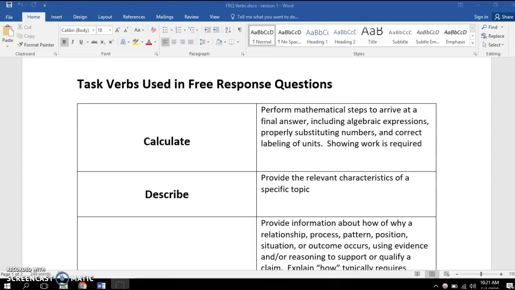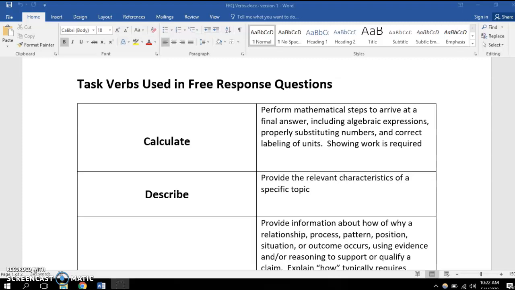Hello, I decided to give you some hints on the task verbs that you're going to be expected to know in your free response questions. And since you're supposed to be answering two free response questions for your APES exam, I'm going to give you some hints here. So first, if you see the verb calculate, that would be a math question.